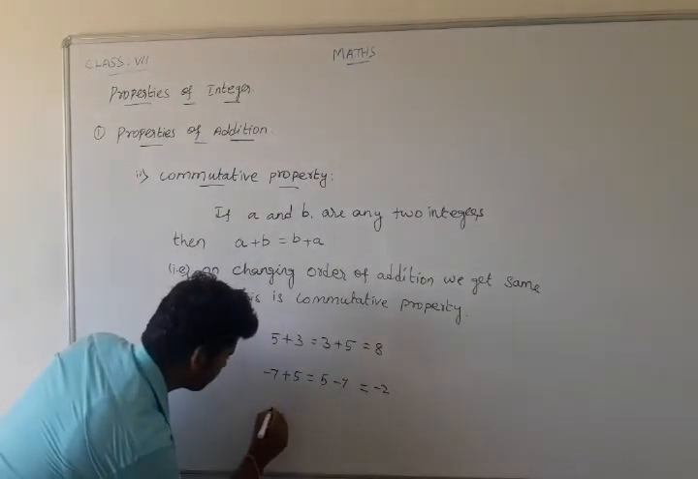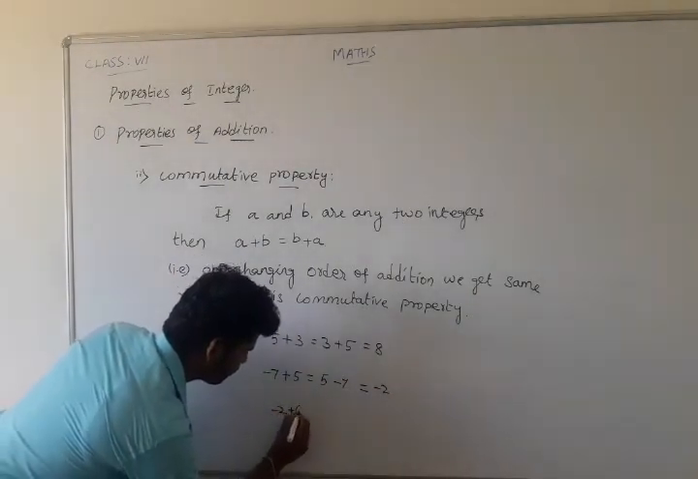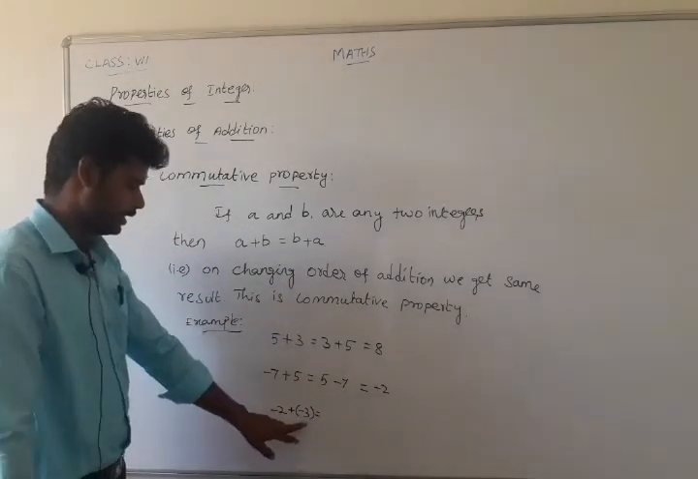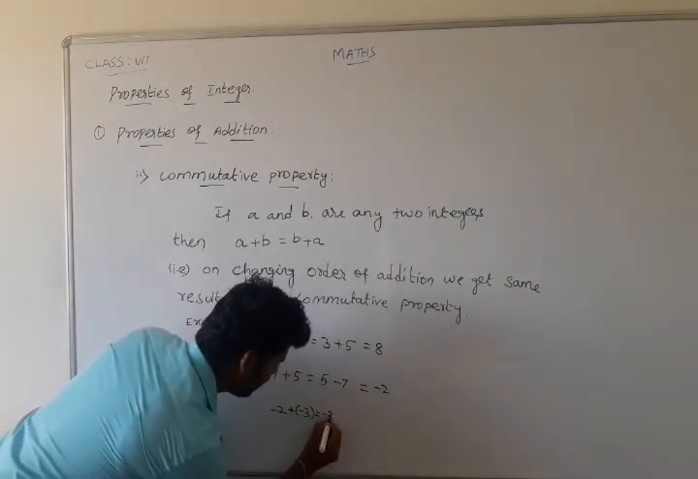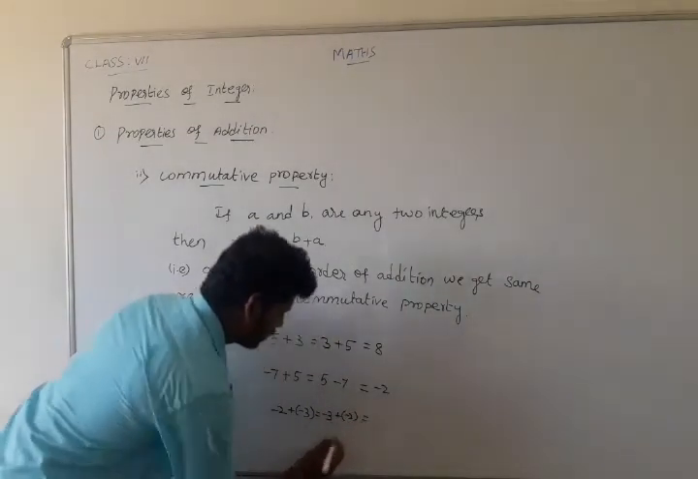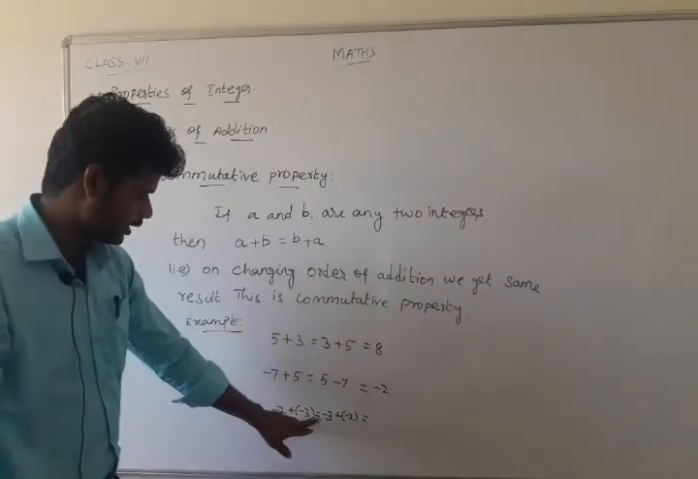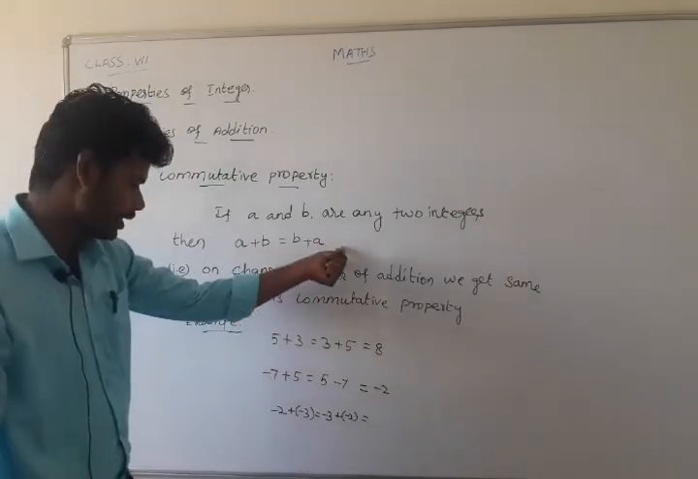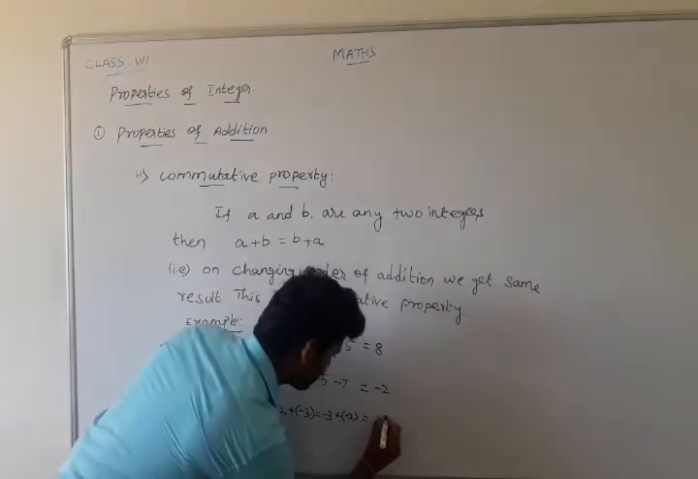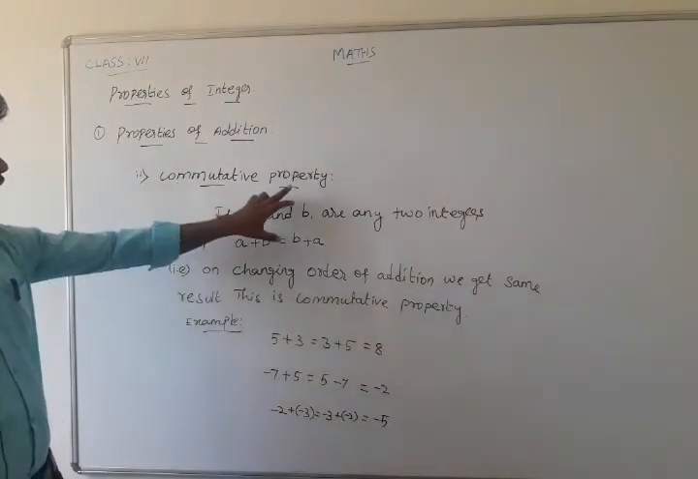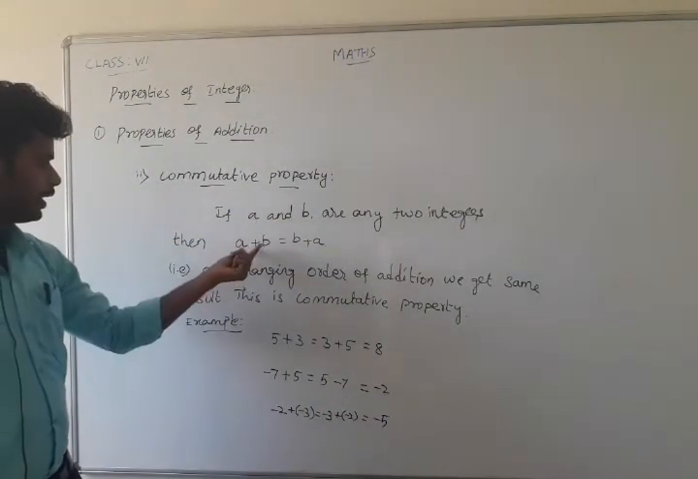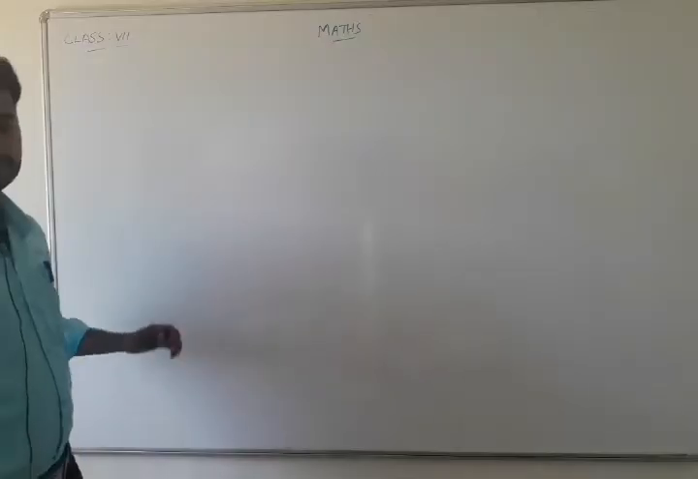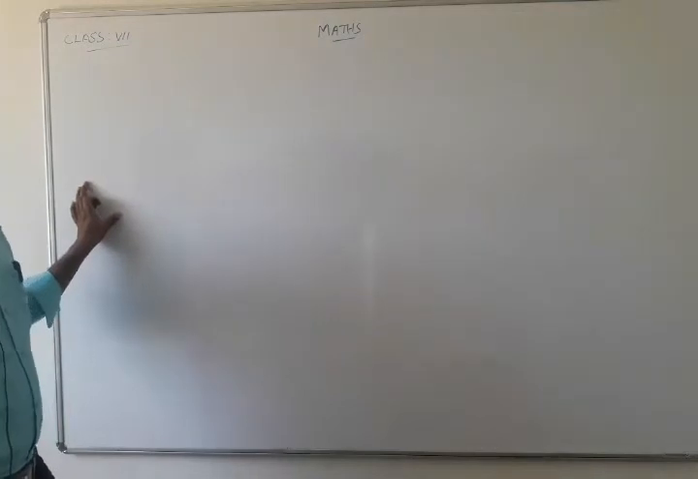Next one: minus 2 plus minus 3, and here minus 3 plus minus 2. Minus 2 plus minus 3 equals minus 3 plus minus 2. Same, A plus B equals B plus A. Answer minus 5. This is the commutative property. You take two integers, A plus B equals B plus A. Third one, associative property.